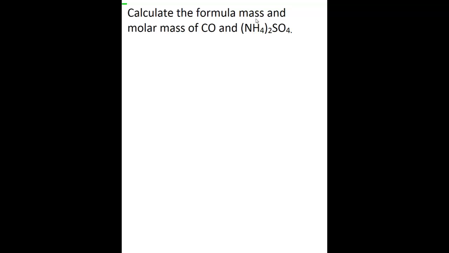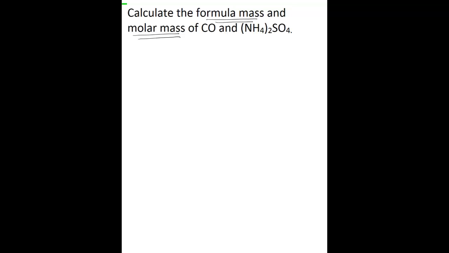In this video, I'll show you how to calculate the formula mass and molar mass of a compound. So this problem says to calculate the formula mass and molar mass of carbon monoxide, which is a molecular compound with covalent bonds, and ammonium sulfate, which is an ionic compound with ionic bonds. So these terms, formula mass and molar mass, are calculated in the same way, even though they mean different things.